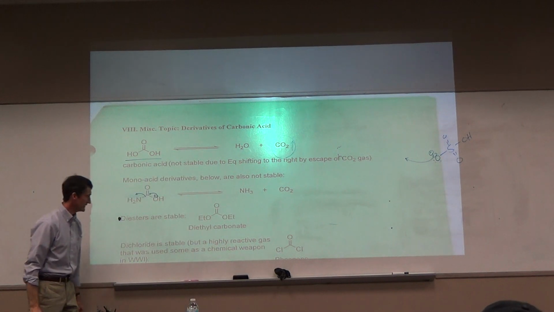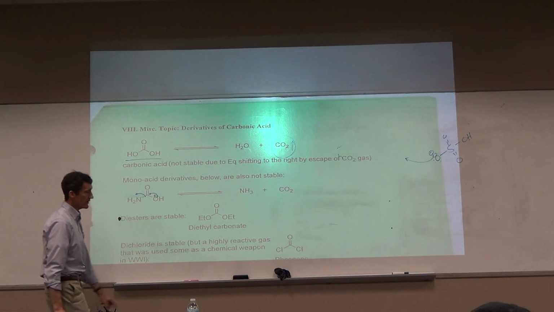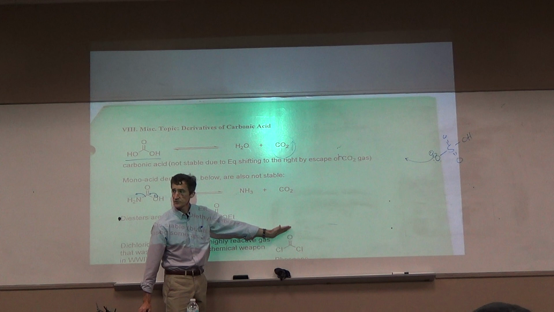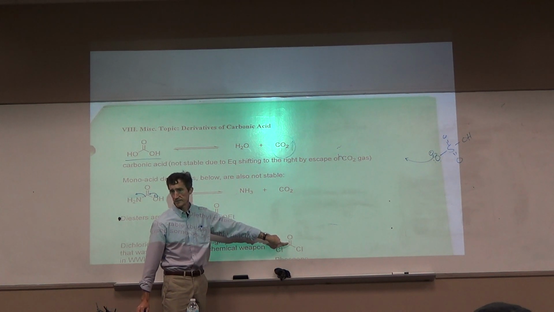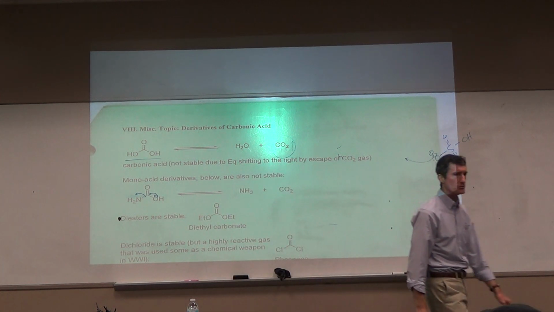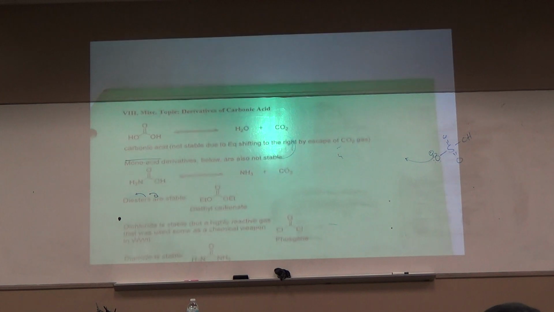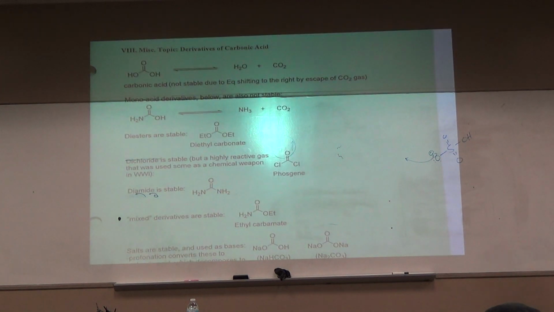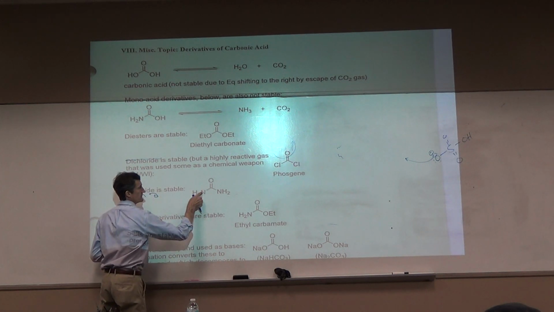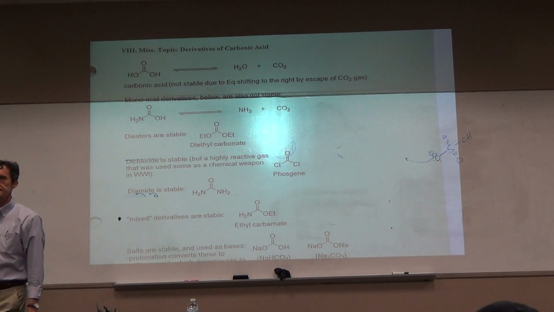The dichloride is actually stable. That's called phosgene. Okay? Actually very reactive. You think this acid chloride is reactive with 1 chlorine. What about 2? Very reactive. Very toxic reactive gas. It was used as a chemical war gas in World War I. The diamide is actually stable. Stable molecule. You might know the name of this molecule. It's got a very common name.